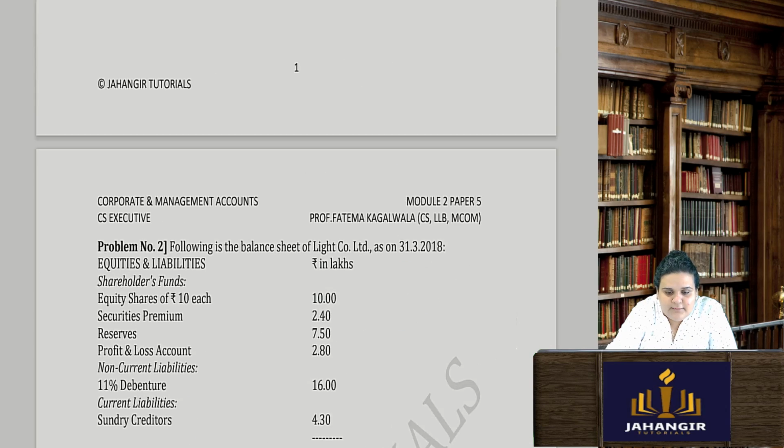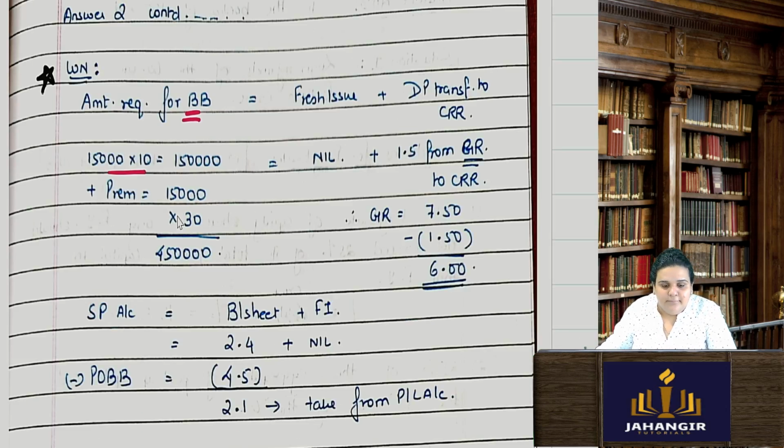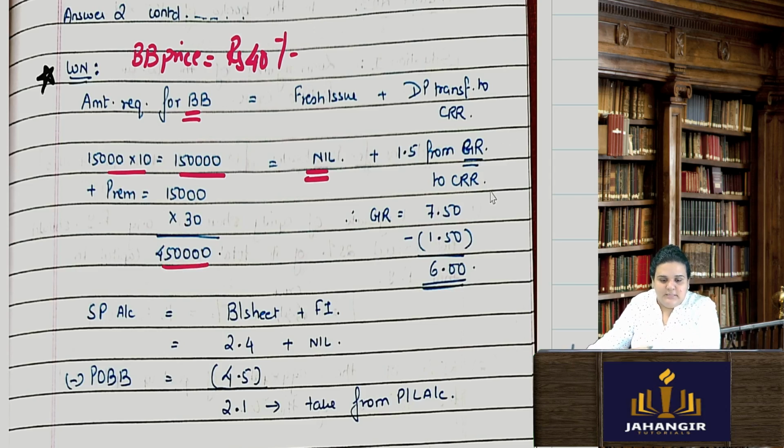Face value rupees 10 each. Okay, but I'm giving them 30 rupees premium. Why? Because buyback price is 40 rupees. Therefore premium is 30. So total I am going to give them 1,50,000 plus 4,50,000. Fresh issue is nil. DP transferred to CRR, that we will see now.